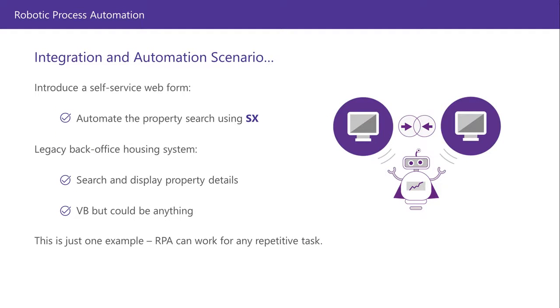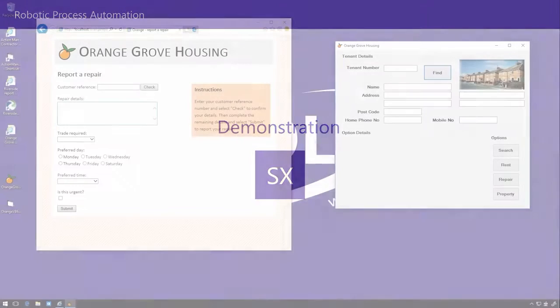The scenario we'll be looking at in this demo is automating access to a legacy system through a web form. Our legacy system is a housing back office system. It's rather old. You can search and display property details, and it was written in Visual Basic, but it could alternatively be a Java application or HTML, for example. What we're going to do is introduce a self-service web form, which will allow the user to check the customer reference number by looking up the name and address. On our web page, we will type in the customer reference and then retrieve the name and address details. So let's see this in action.